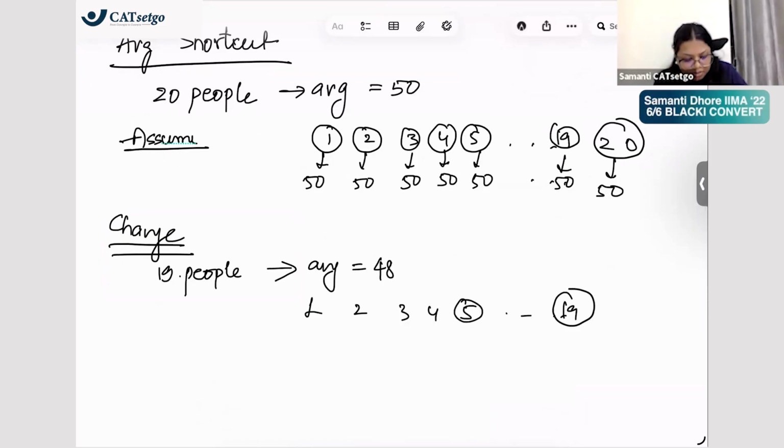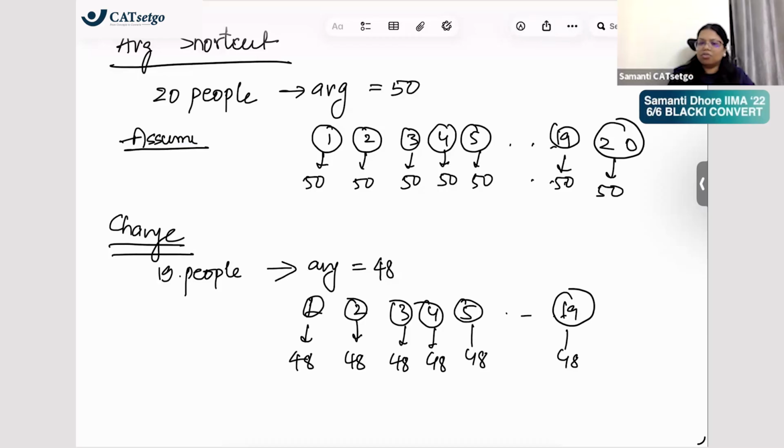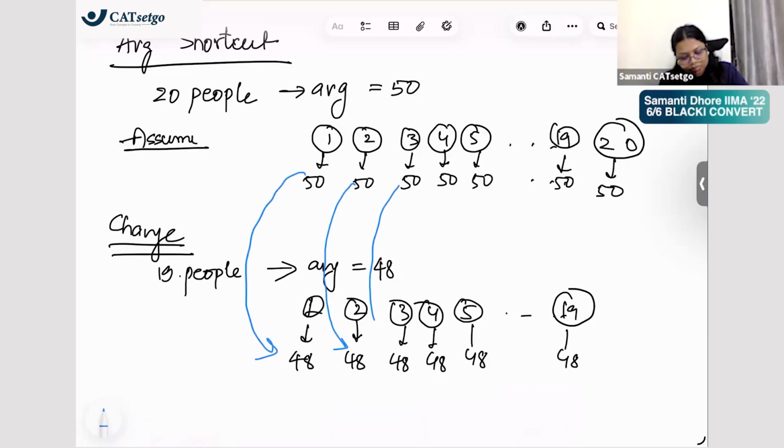19 इतने ही बचे बस, राइट, और सबका वेट 48 हो गया, because इसका एवरेज 48 है. Yes or no? Yeah, so now if I look at this logic, what I realize is what has changed basically: these all have become -2, right? So these 19 people who were constant, they all became -2, right?